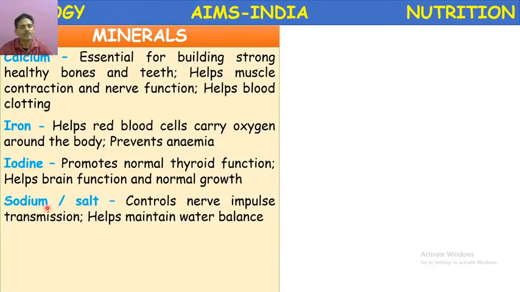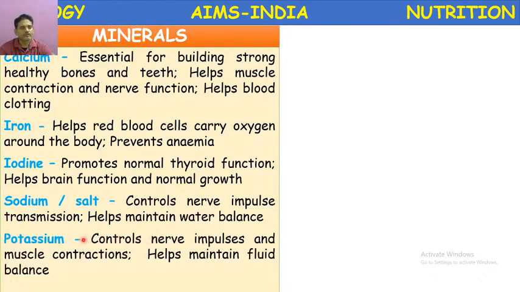Next, sodium or common salt. Sodium controls nerve impulse or nerve transmission, and it helps to maintain water balance or osmotic balance. So, sodium we will include in our diet every day, no problem. Next, potassium. Potassium is another important mineral. It controls nerve impulses and muscle contractions and helps to maintain fluid balance, meaning osmotic balance. Okay.